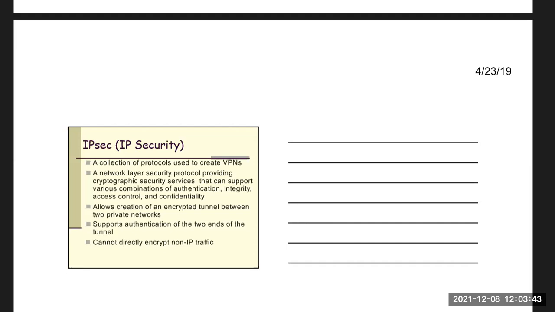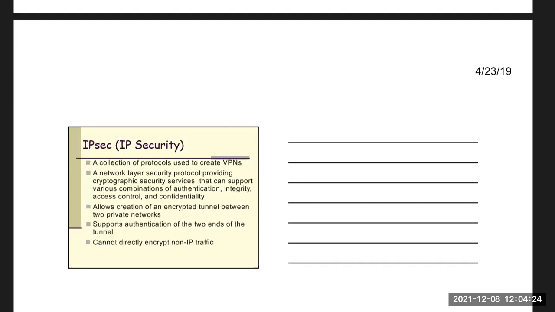Because until now, all of those systems do not use the IPv6 concept. Subsystems will use IPv4 also. So between them, we use the tunneling concept. With tunneling, this IP security provides authentication of the two ends of the tunnel, but it cannot directly encrypt non-IP traffic. If non-IP traffic comes, it cannot directly encrypt that.